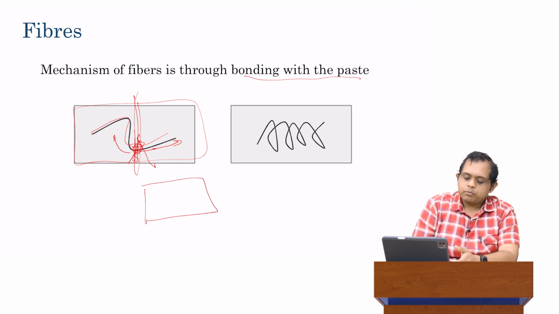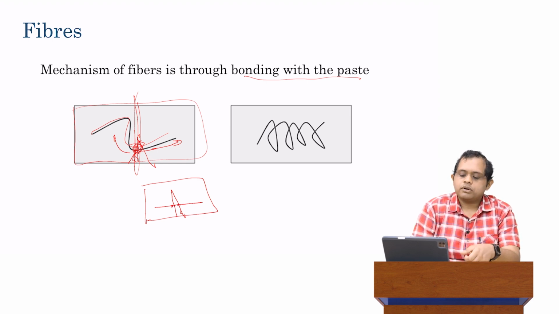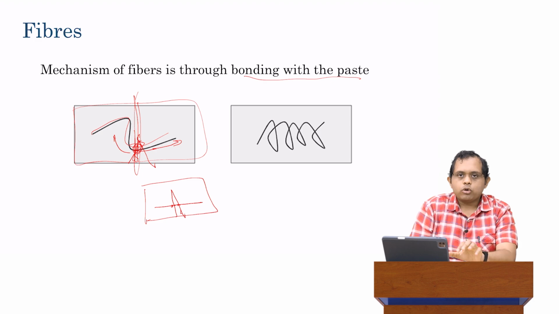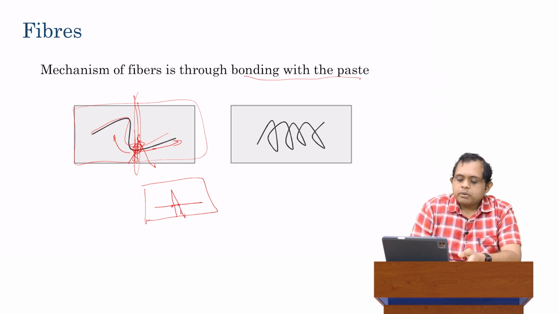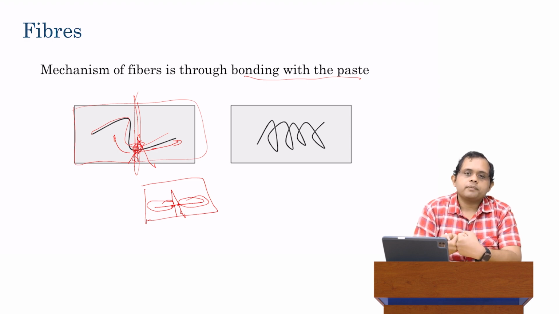So if I have a crack propagating over here and then I have a fiber going through here, what's happening is as these two faces, the cracks, are opening up, the fiber, which is fully bonded with the cement paste, is also being pulled apart. It's being pulled apart, but because it is fully bonded with the cement paste, there is resistance to that pull apart which is developing due to that bond.